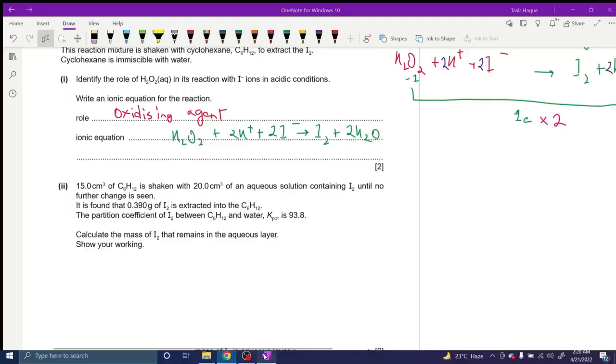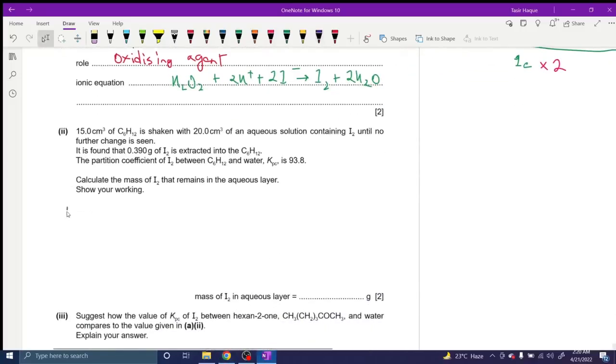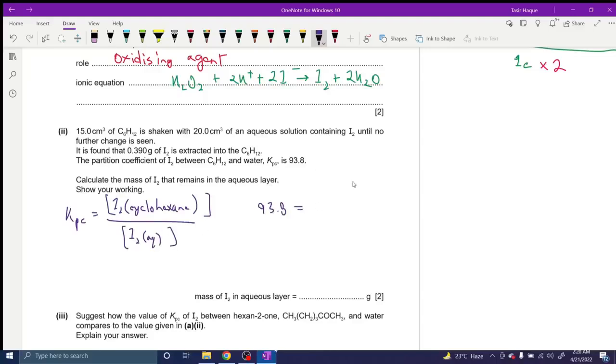Since they're saying between cyclohexane and water, we need to keep cyclohexane on top. So the Kpc is going to be like this. Kpc is equal to the concentration of iodine dissolved in cyclohexane, divided by the concentration of iodine in the aqueous layer or water layer. So the Kpc is 93.8.